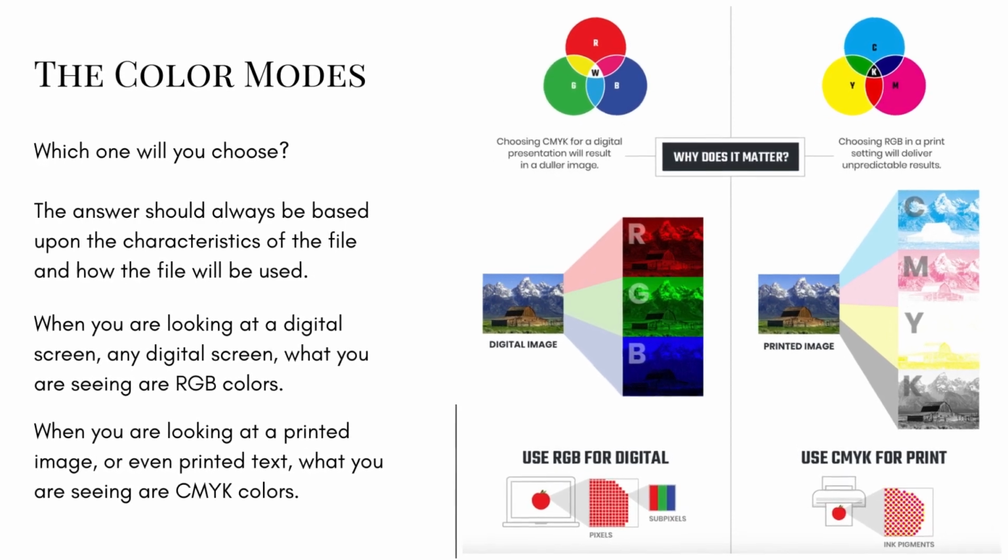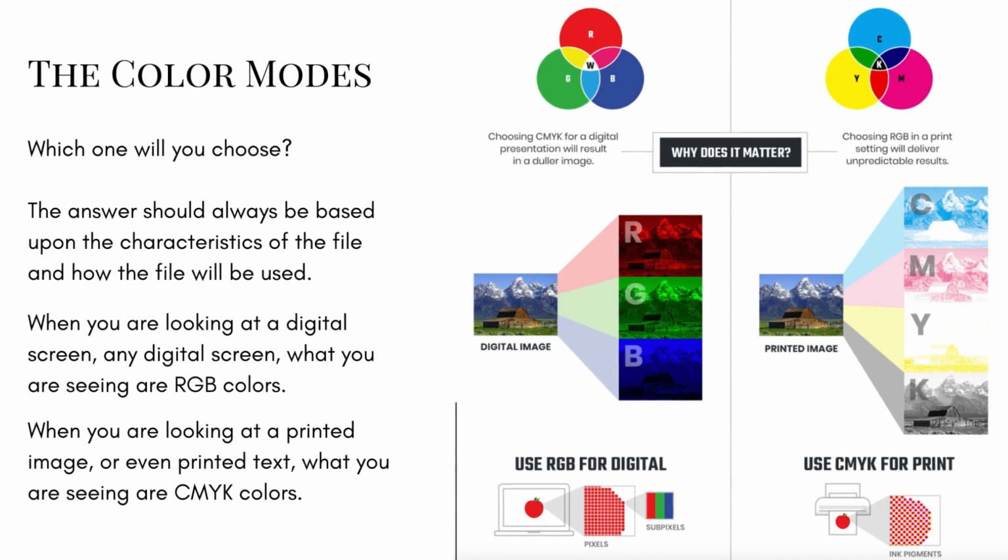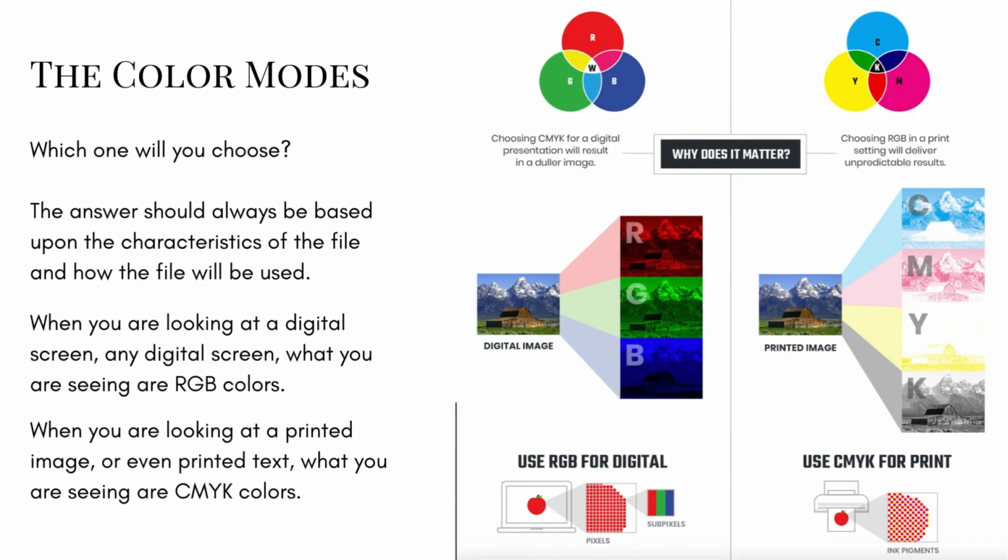Color modes, RGB versus CMYK. When we are looking at a screen, any screen, what we are seeing are RGB colors: red, green, and blue. Those additive colors are the only colors available to all screen devices. Digital screens can produce over 16 million different shades of color.